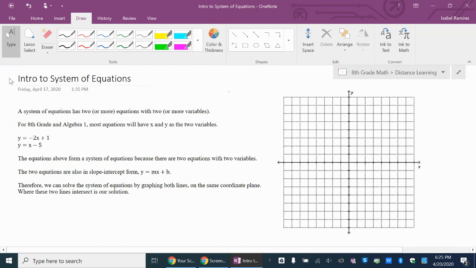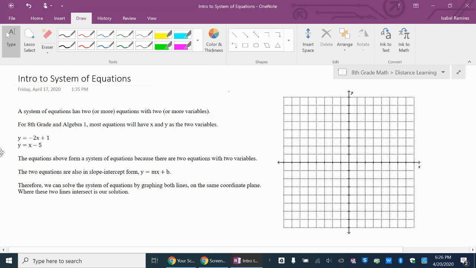I did that because this is an intro, so I'm going to try to keep it simple just to start off with. And I'm going to warn you guys, they are going to get a little more complicated as we progress. Therefore, we can solve the system of equations by graphing both lines on the same coordinate plane. Where the two lines intersect is going to be our solution.